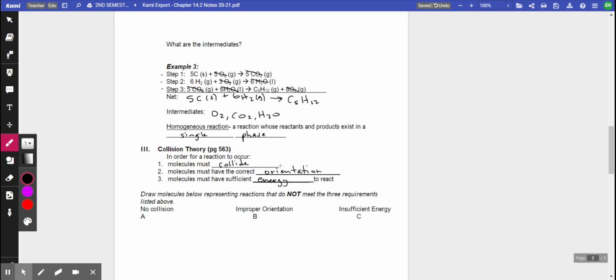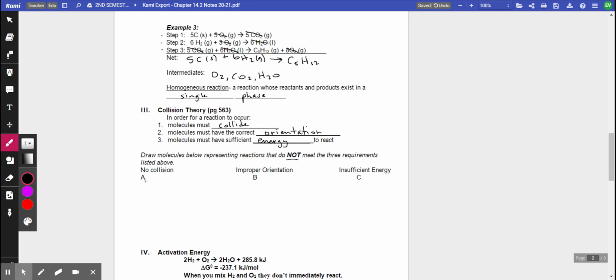Okay, so we are going to draw molecules that do not meet these requirements. So these are not going to be effective collisions. They're not going to react. If you have no collision, let's say you have molecule A and molecule B, and this one goes here, and this one goes here. If they never bump into each other, then A cannot react with B.